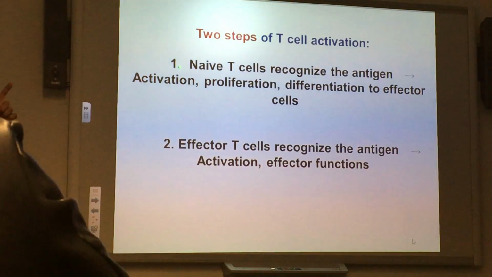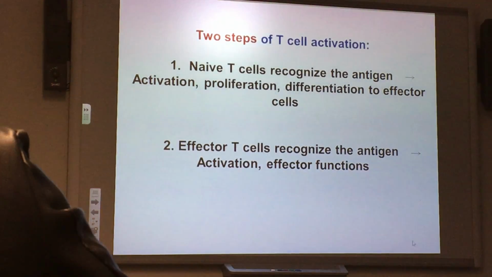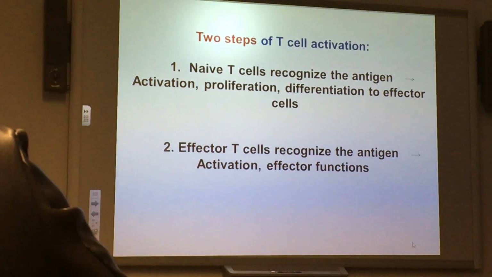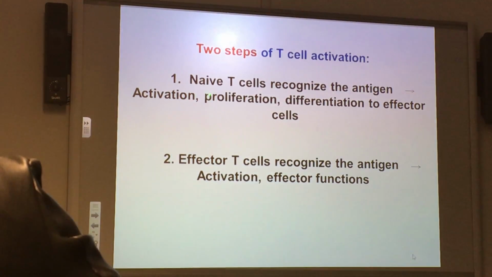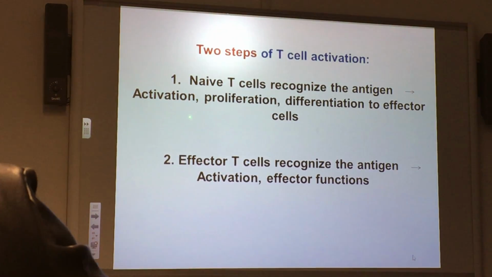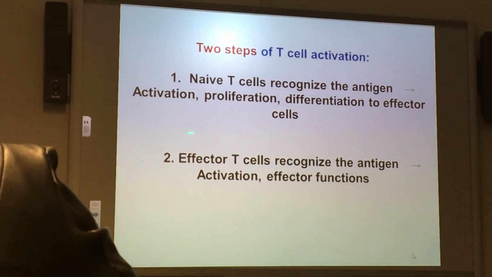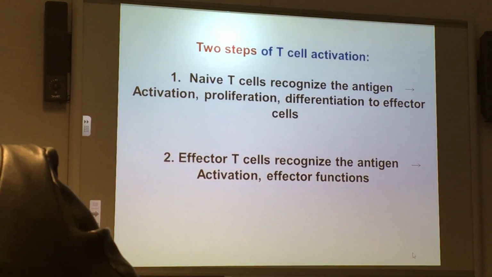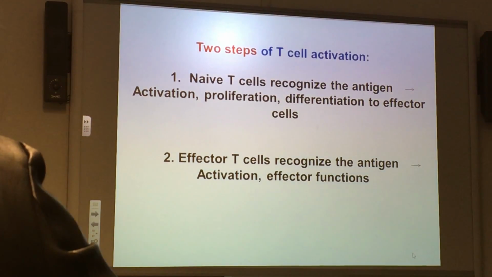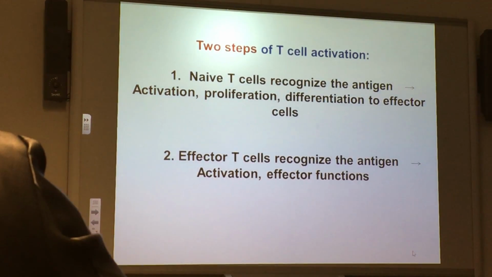In the first step, the naive T cell will be activated by the dendritic cell in the lymph node. For sure, nobody else can. Be brave and say yes. Nobody else can activate a naive T cell, only the dendritic cell, only in the lymph nodes. After it, we have effector T cells. Effector T cells can be activated anywhere. Any nucleated cell can activate an effector T cell. So it's 2 completely different processes. Is it clear?